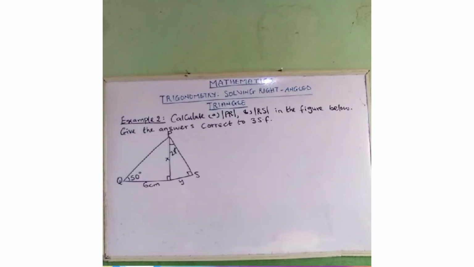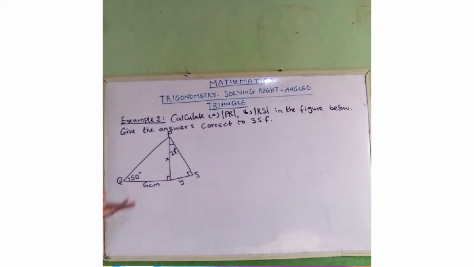Example 2. Read this. Calculate line PR, question A, and question B, line RS, in the figure below. Give the answers correct to 3 significant figures. So this is the figure given to us. Here we have 2 right angle triangles mounted together.